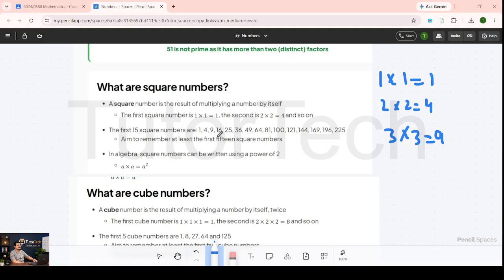1, 4, 9, 16. Then we have 10 times 10 is 100, 11 times 11 is 121, 12 times 12 is 144, 13 times 13 is 169, 14 times 14 is 196, 15 times 15 is 225. All of these numbers are square numbers. And also in algebra, square numbers can be written as the power of 2, like a squared. This one is also a square number, b squared. This is also a square number, c squared.